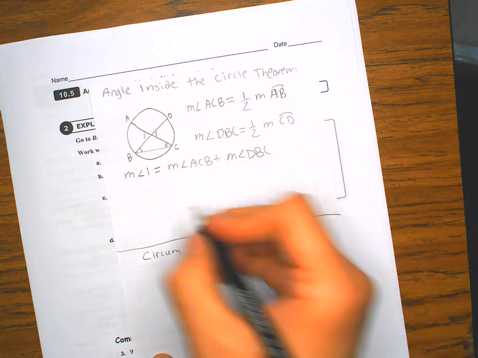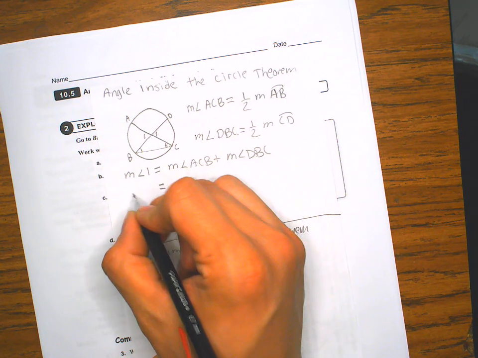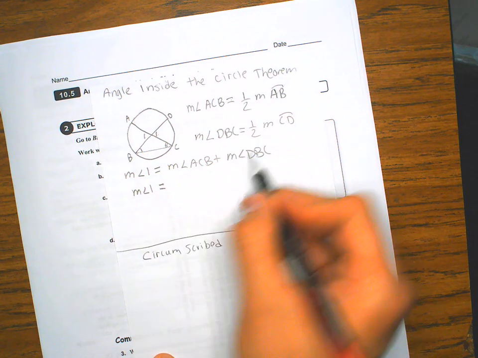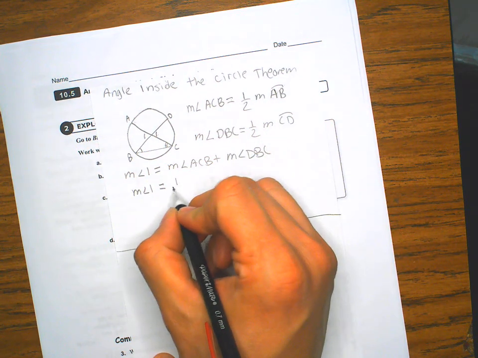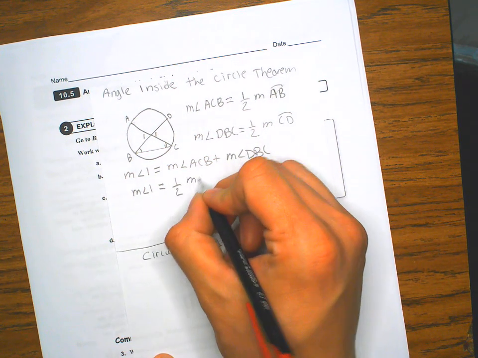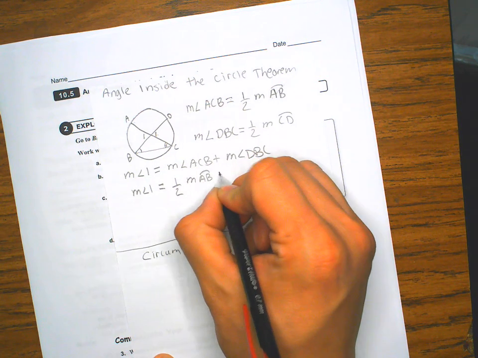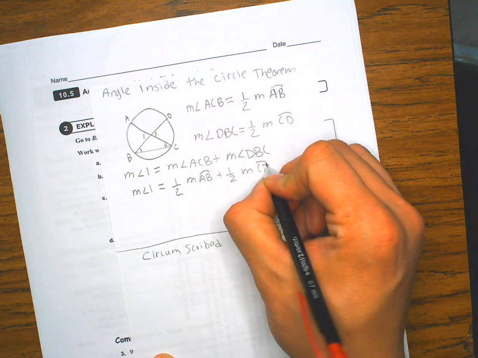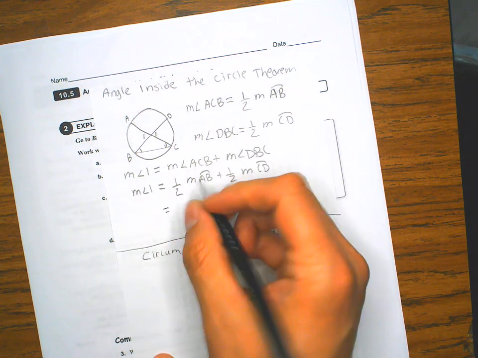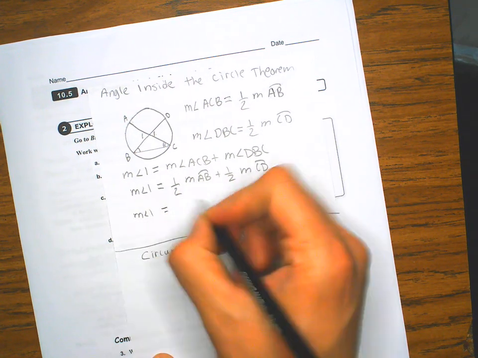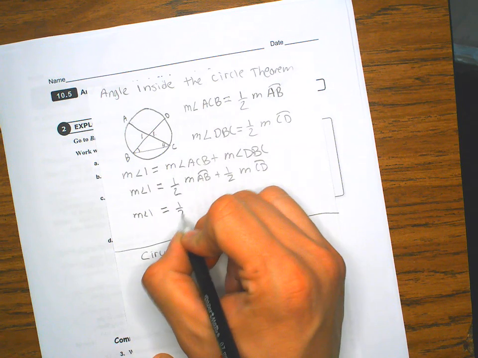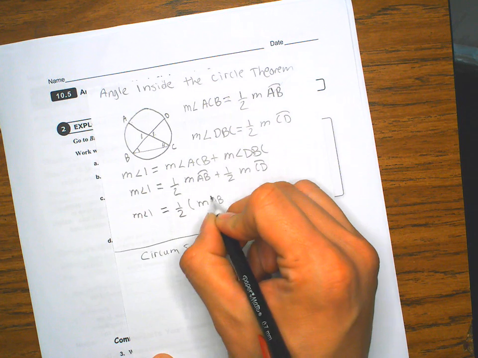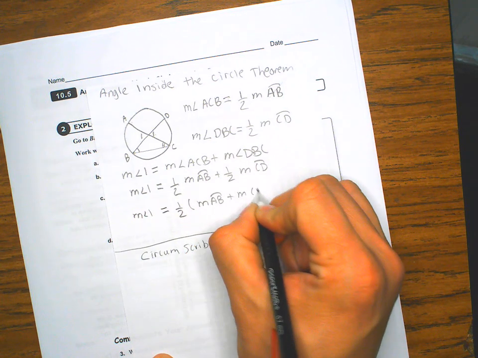So now what I'm actually going to do is substitute these right here for these right here. So that's going to be 1/2 the measure of arc AB and 1/2 the measure of arc CD. I'm going to factor out my 1/2, and that's going to be 1/2 times the measure of AB plus the measure of CD.